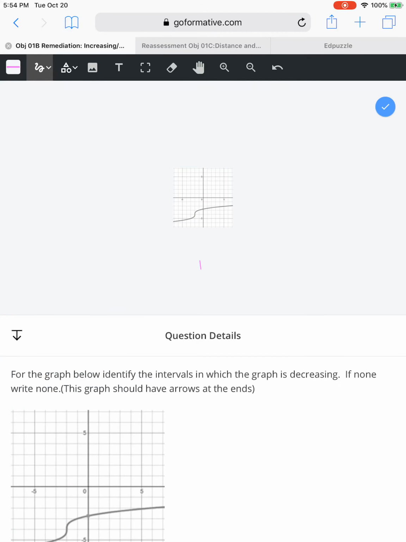Intervals of decreasing, well, this graph never goes down. It is always going up. The y values are always going up, so this would be none.